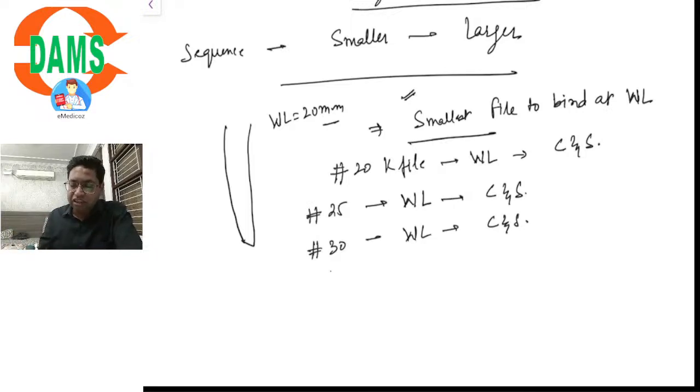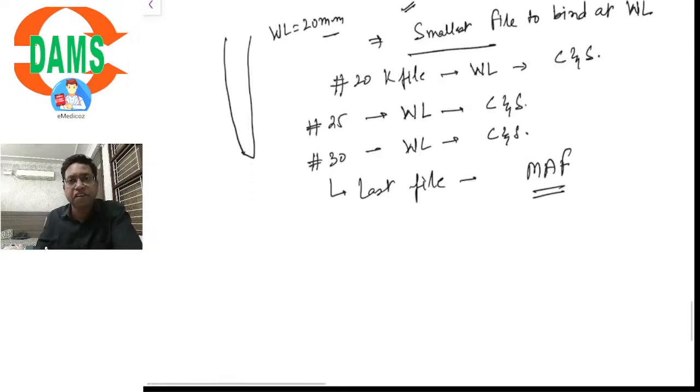And the last file that is used inside the root canal is called the master apical file. MAF stands for master apical file. This is how we do cleaning and shaping with the standardized technique.